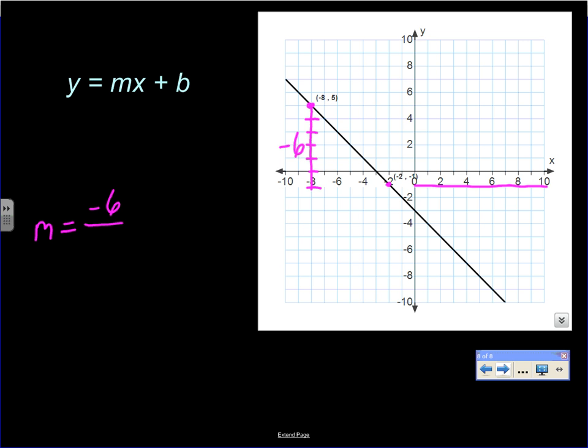And let's look at a change in x. It has gone over 1, 2, 3, 4, 5, 6. And that was a positive 6 to the right. So let's reduce this. We know negative divided by positive is going to give us a negative. And 6 divided by 6, well, we know 6 goes into 6 one time. So our slope is negative 1.